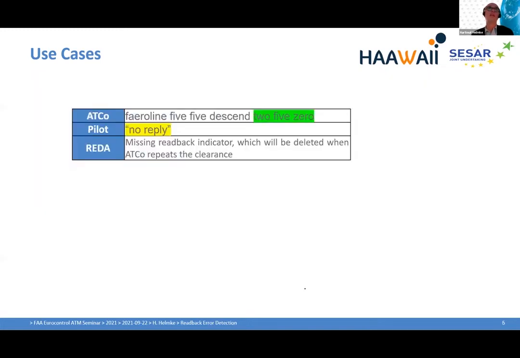Here is a use case which you also should not forget: there is an ATCO command, but after some time there is no pilot readback. Then we have a missing readback, and we should have an indicator to remind the ATCO that there is still a readback missing.